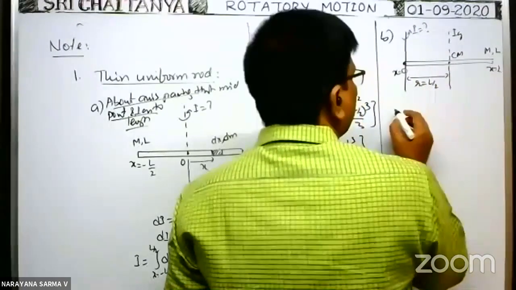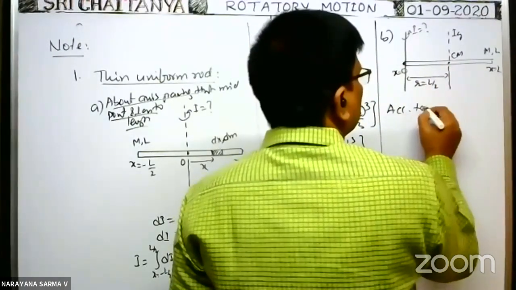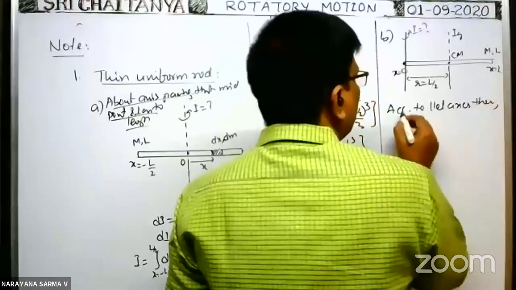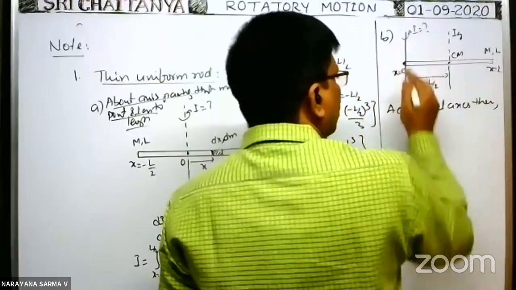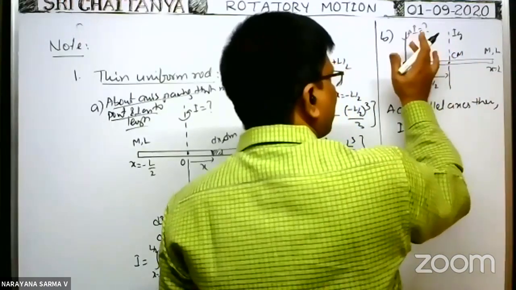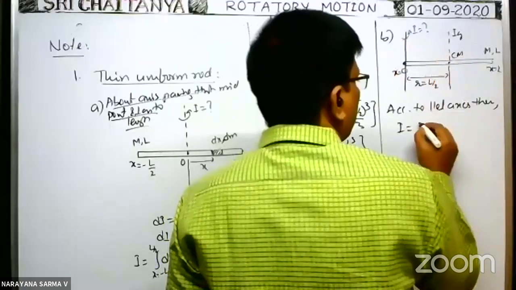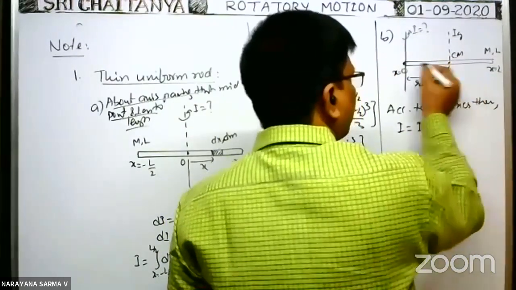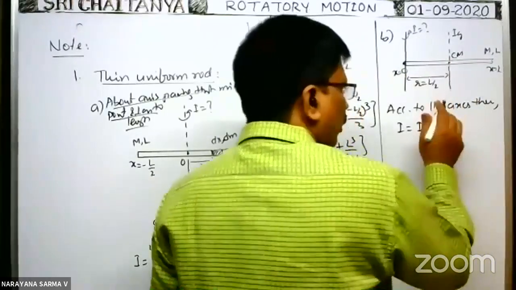Now according to the parallel axis theorem, the moment of inertia of the rod about the given axis, I, is equal to the moment of inertia of the same rod about an axis parallel to the given axis passing through the center of mass, Iz, plus mass m into the perpendicular distance square, that is r square. This is according to the parallel axis theorem.